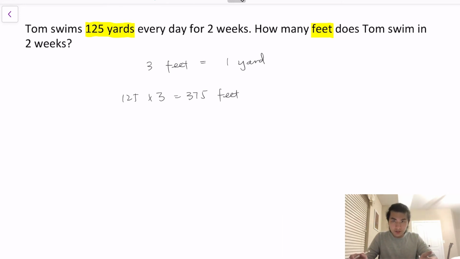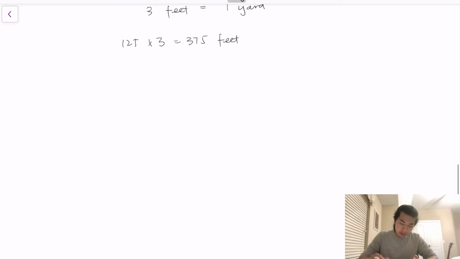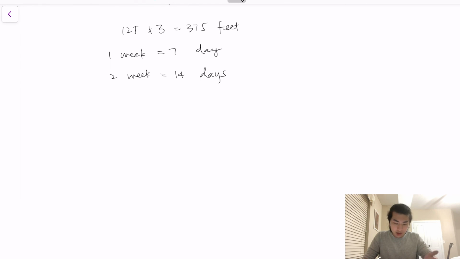Now, we're done? No, we're not, right? Because we missed some crucial information here. This 375 is how much Tom swims every day, but we need to know how much he swims every 2 weeks. And in this case, we know that each week is 7 days. So 2 weeks would be 14, right? And how do we proceed from there? If you answered 375 times 14, then you're correct again. You can pull out your calculator, or you can try to do it in your head, but the final answer will be 50 feet. And that is how much Tom would swim in 2 weeks.